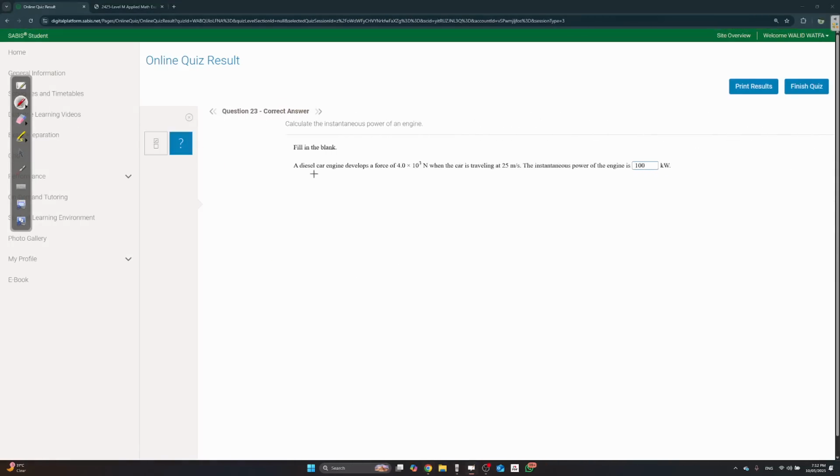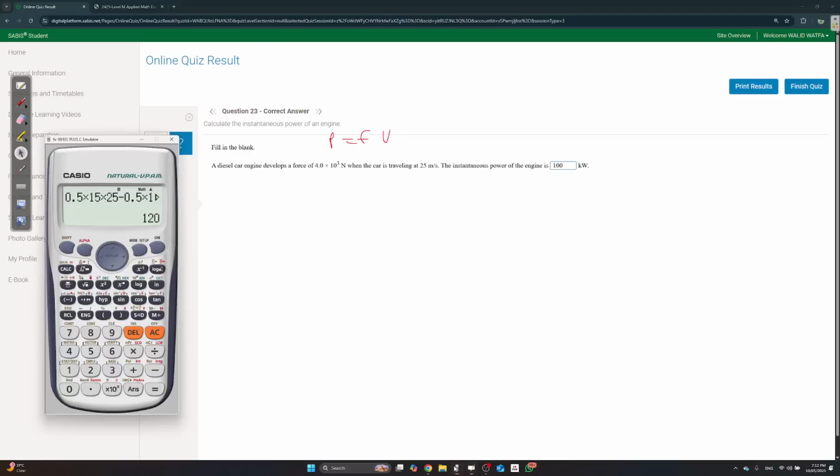Question 23. A diesel car engine develops a force of 4 times 10 to the 3 newtons when the car is traveling at 25 meters per second. What's the instantaneous power? Very nice, very easy. Power is equal to just what? You have the force, you have the velocity. P is equal to Fv, right? So you just do force 4,000 times the velocity 25, and you get the instantaneous power. That is in watts, dividing by 1,000 gives 100 kilowatts.